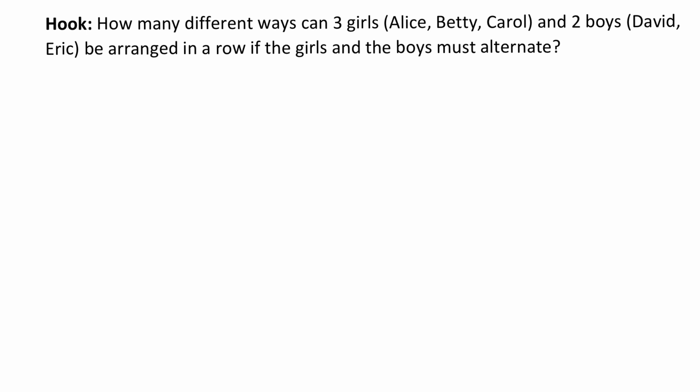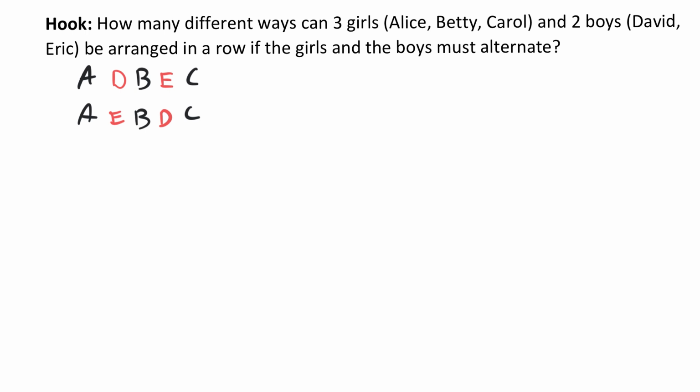So again, whenever we have a new situation, it's nice to try to write out the options and go back to the drawing board. Well, we could have A, B, C, and then between them, we could have David and Eric. Or we could have A, B, C, and then we could have Eric and David. This allows the boys and the girls to alternate. We have girl, boy, girl, boy, girl, and we have 2 different options here. But I think there's more than this, so I'd encourage you to pause the video and see if you can write out all the different options.